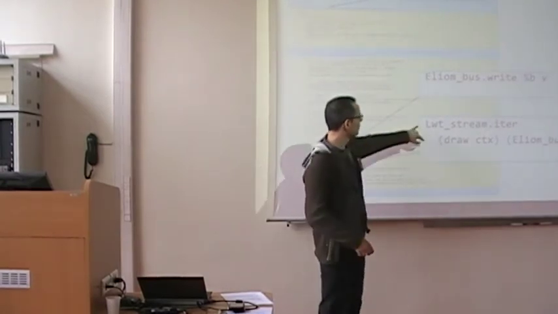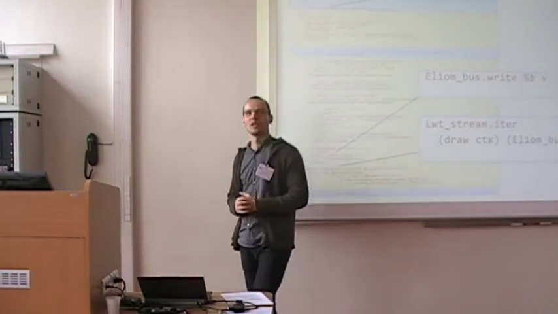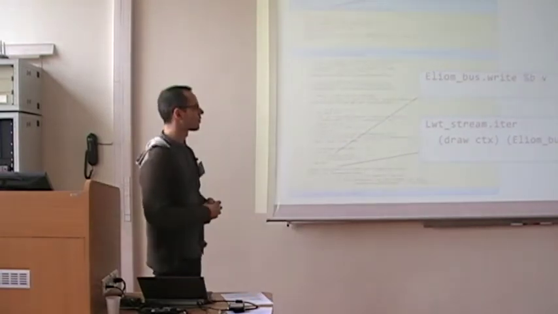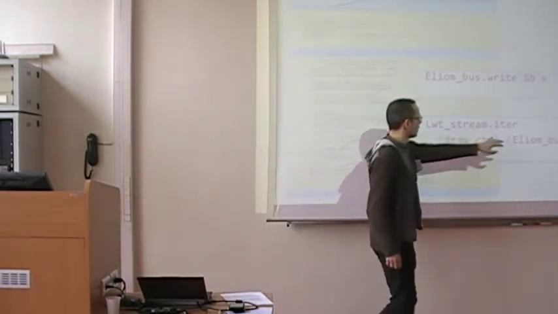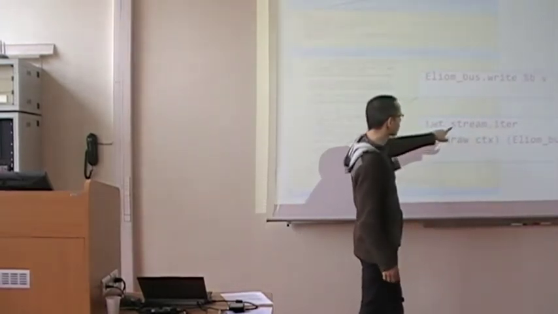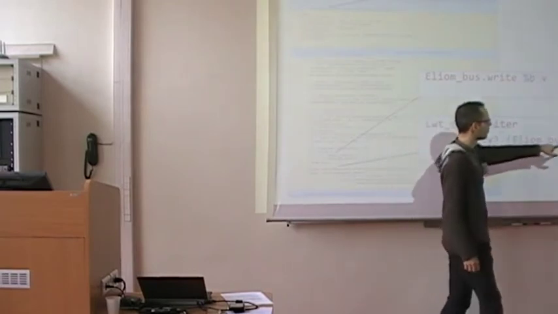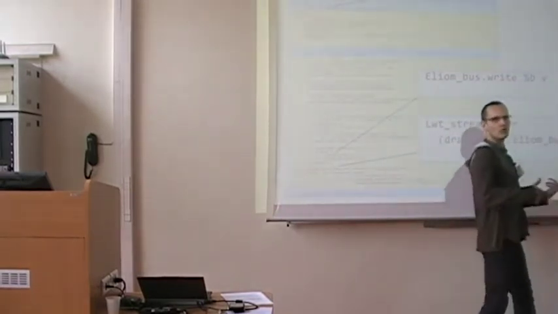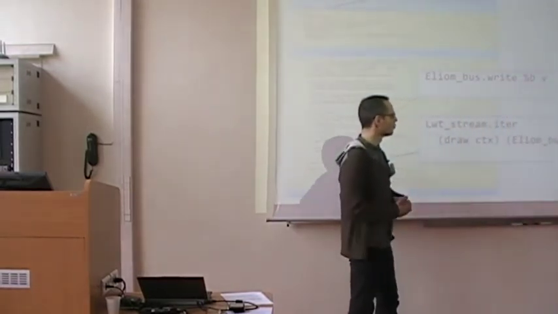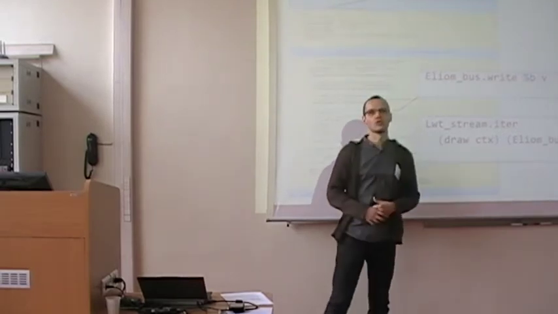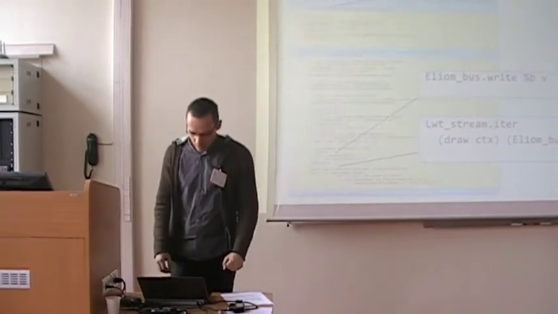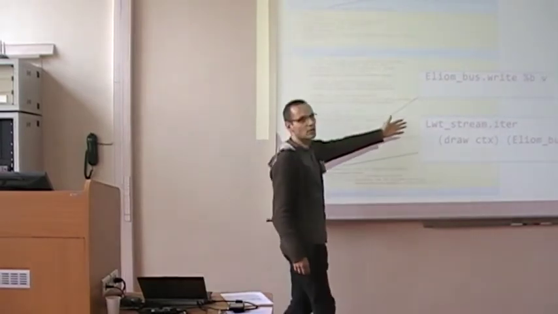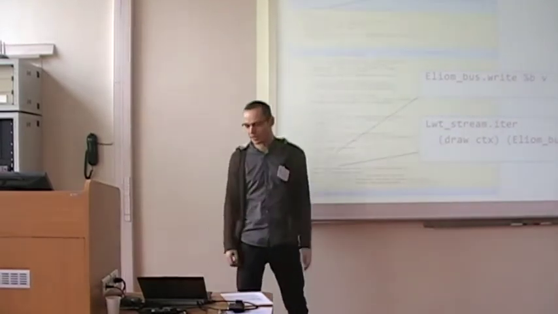And here, this is how we react to the events occurring on the bus. We are just telling that for each event occurring on the bus B, actually on the stream corresponding to bus B, we must call the draw function that is defined here. And obviously we have Lwt on the client side.